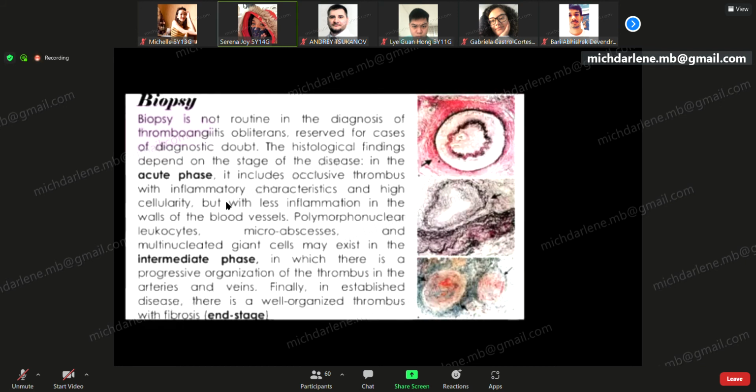Polymorphonuclear leukocytes, microabscesses, and multinucleated giant cells may exist in the intermediate phase, in which there is a progressive organization of the thrombus in the arteries and veins. Finally, in established disease, there is a well-organized thrombus with fibrosis. It's an end stage.